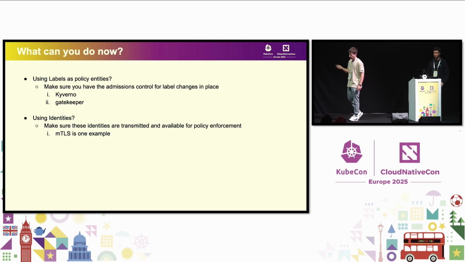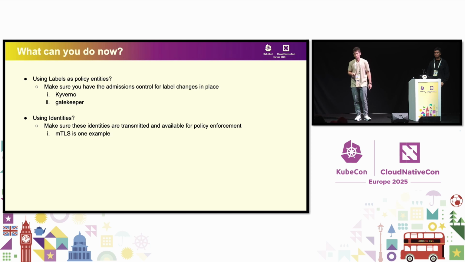Now, what can you do now? I'm not going to put up this slide and tell you, just employ zero trust and defense in depth. Obviously, there are common patterns that you probably want to use. But in the practical part of our presentation, if you are using labels as policy entities, make sure you're using admission control on those labels. Because you don't want anyone to be able to change the label, because we often think changing a label is not something that gives a lot of permissions.